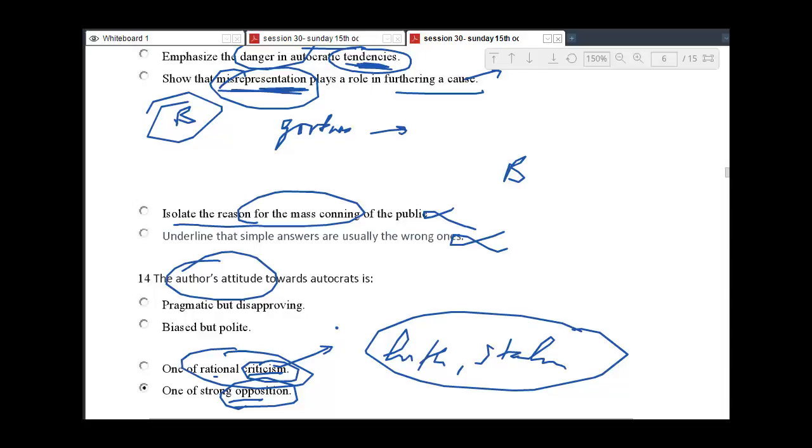If you can't mark these kind of questions, people, rest assured that you are not going in the right direction. How can you mark C in the presence of D? An attitude towards autocrats. D is the answer.